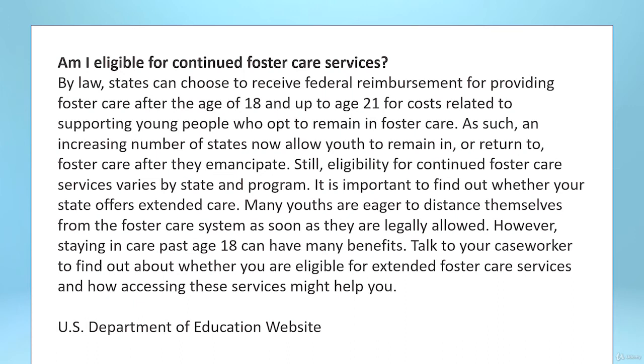So let's look at this passage from the reader's perspective. The very first line, am I eligible for continued foster care services, gives us our clue about who the audience is for this passage. Who would you say is the audience? Someone who is currently using foster care services.